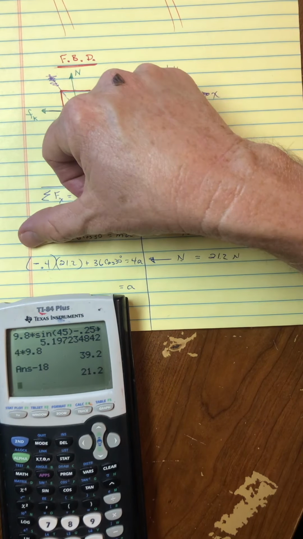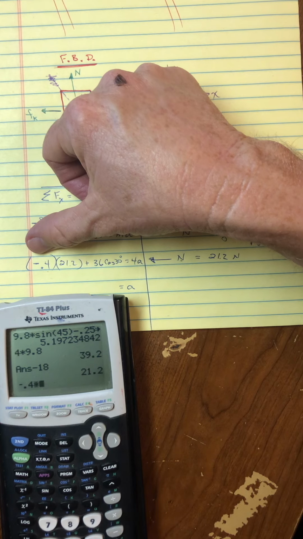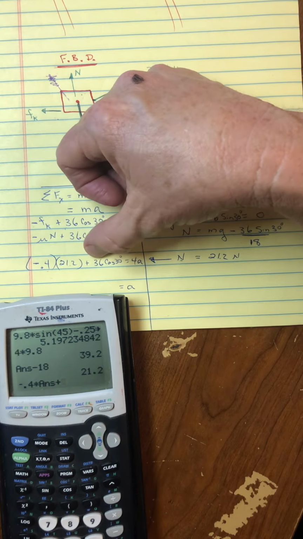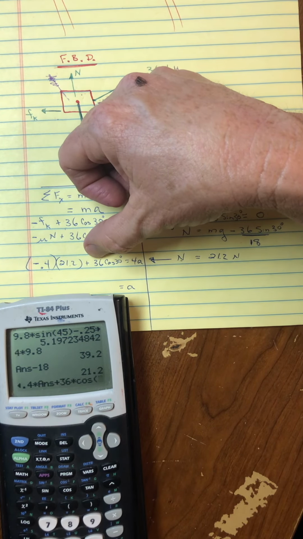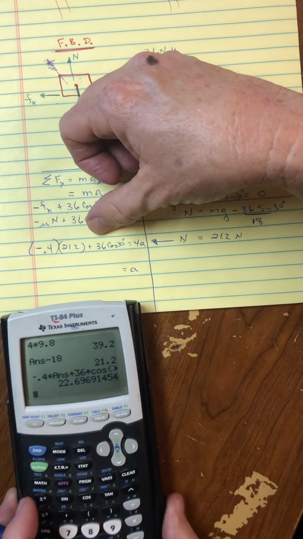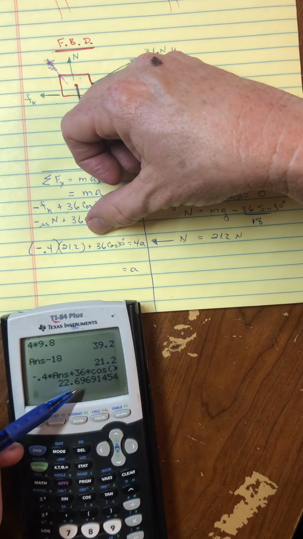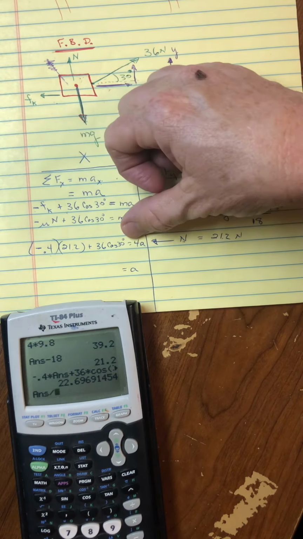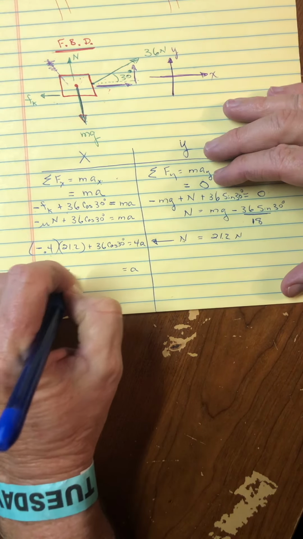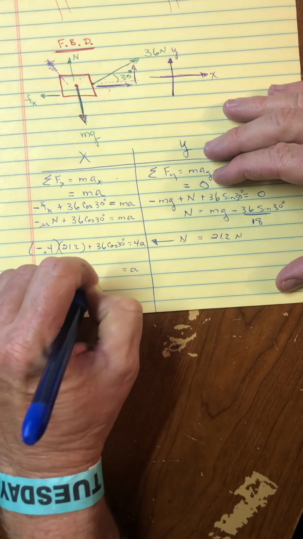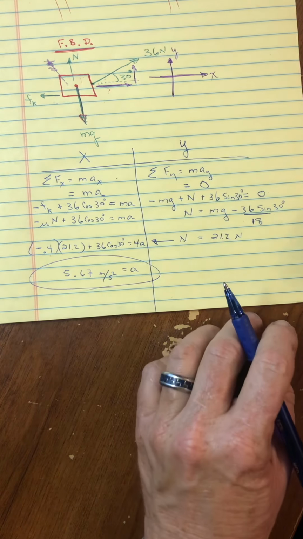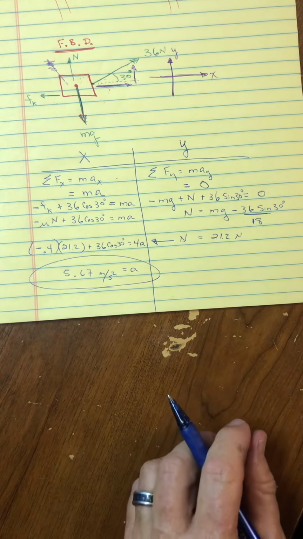All right, so why don't I do the negative 0.4 times, looks like the last answer, plus the 36 times cosine of 30 degrees, and I'll just hit enter. So that makes the net force at 22.7-ish. And if I divide that by the 4, I get a 5.67 meters per second squared. Yay! And so that should be the acceleration.